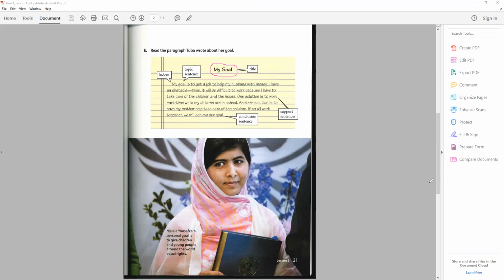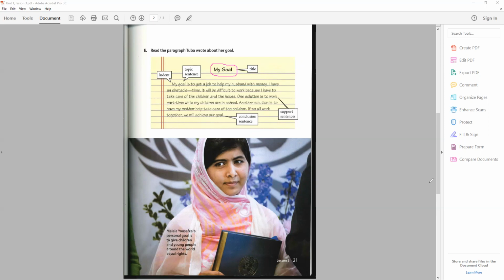My goal is to get a job to help my husband with money. I have an obstacle, time. It will be difficult to work because I have to take care of the children and the house. One solution is to work part-time while my children are in school. Another solution is to have my mother help take care of the children. If we all work together, we will achieve our goal.